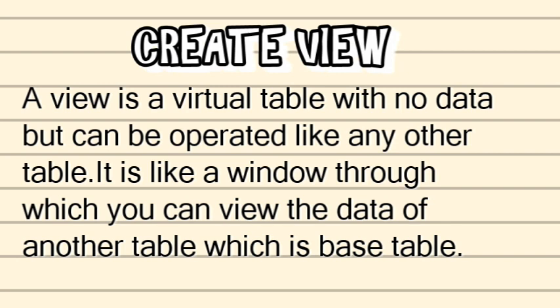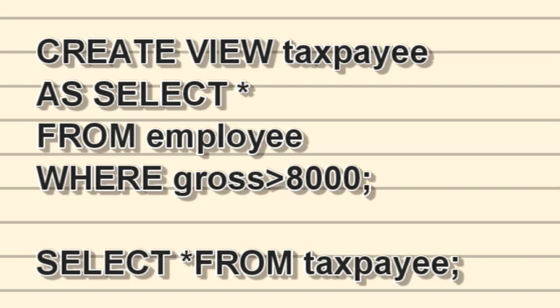Now how do we perform this, and what is the basic syntax? First of all you have to write create view, and specify the type of view you want to use. For example, I have taken a view for the employees, so I have taken create view as tax pay, as select star from employee. I am going to select the data that I want from the employee table, so I have taken select star.